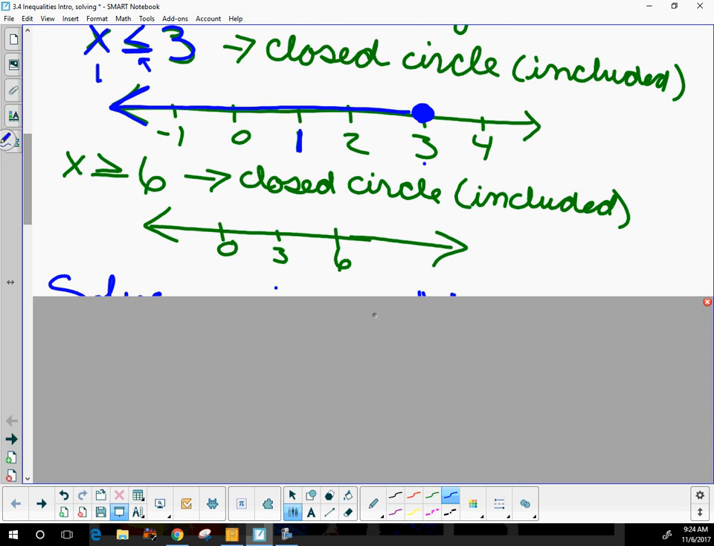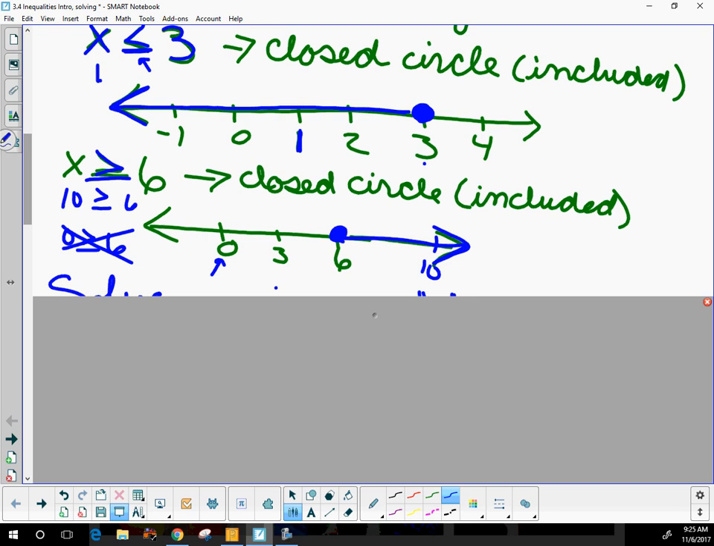This is also a closed circle because the 6 is included. So we put a closed circle right here. Remember, by closed, I just mean filled in. And x is everything greater than that. So let's go this way. 10 would be over here. Is 10 greater than or equal to 6? Absolutely. So that is a good solution. If I wanted to just try, is 0 greater than or equal to 6? It is not.